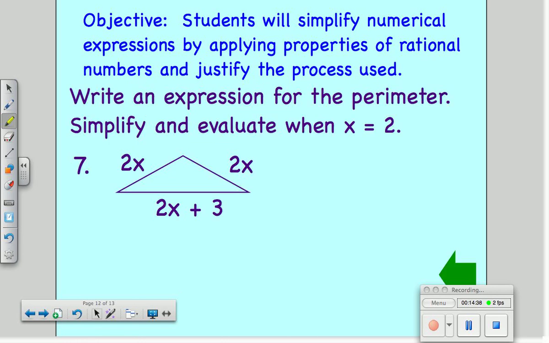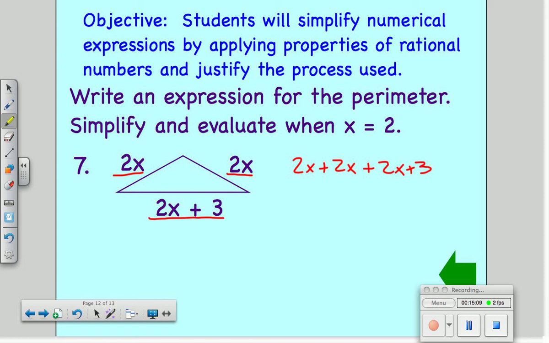On this one, I have to write an expression for the perimeter, simplify, and evaluate when x equals 2. So let's start. There's a lot of instructions here. Let's do the first one. Write an expression for the perimeter. Perimeter is when you add all the sides together. So now I know I'm going to be adding 2x and 2x and 2x plus 3.